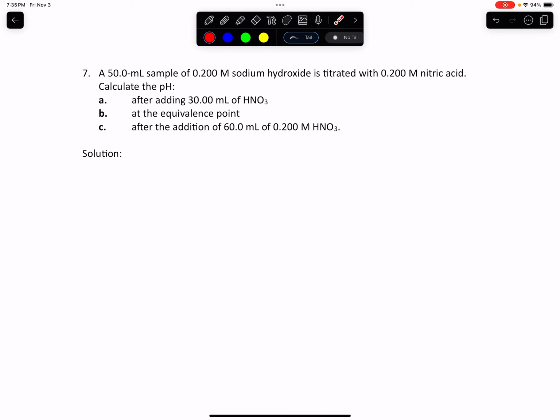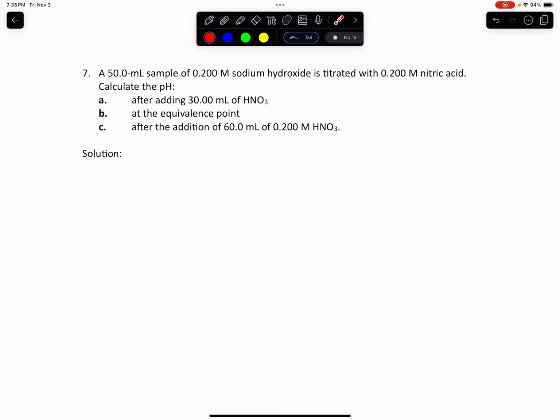We're given a certain amount of sodium hydroxide that is titrated with nitric acid, and we have to calculate the pH after the addition of a certain amount of nitric acid. Then we have to calculate the pH at the equivalence point, and then we add some more nitric acid beyond the equivalence point and calculate the pH again.